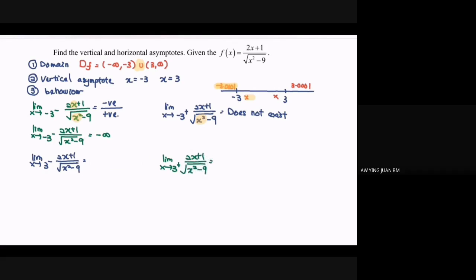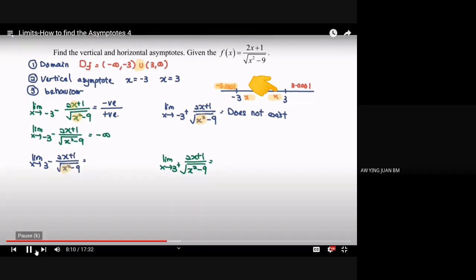So kindly reverse 3 from the left. Notice that there is no suggestion value. Why? Because imagine a value from the left towards the 3 will be 2.9999. If we substitute, we will have a value which is less than 9. A value which is less than 9 minus 9, automatically you will have a negative value.